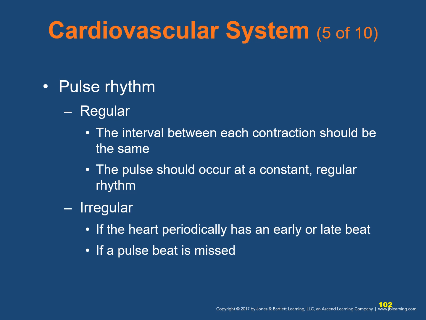With pulse rhythm, you want to determine whether the rhythm is regular or irregular. The interval between each contraction should be the same and the pulse should occur at a constant regular rhythm. The rhythm is considered irregular if the heart periodically has an early or late beat or if a pulse beat is missed.